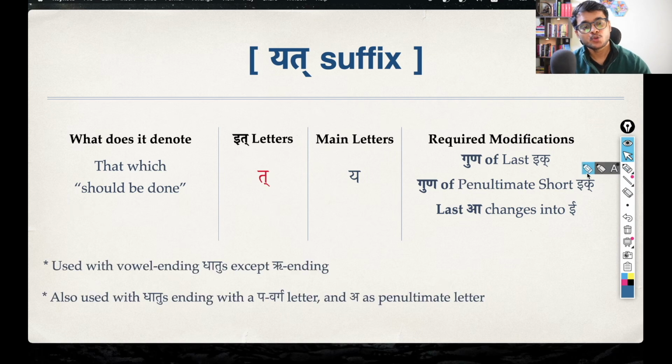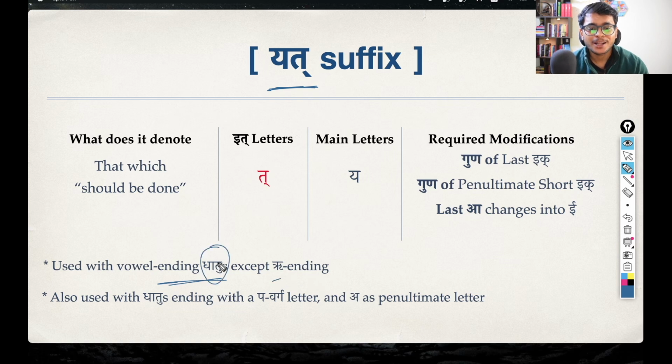And now see, since all these three suffixes, yat, nyat and kyap, have the main content as ya, they are already very similar to each other. Then how do we differentiate between them? To create that differentiation, there are two more conditions. This particular suffix is used with vowel ending dhatus except rikar ending. Basically meaning all the dhatus that are ending with any vowel, we are going to use yat suffix. Okay, except if it is ending with a rikara. So this is the first condition, and then you have another condition that it is also used with dhatus ending with a pa varga letter and a as a penultimate letter.